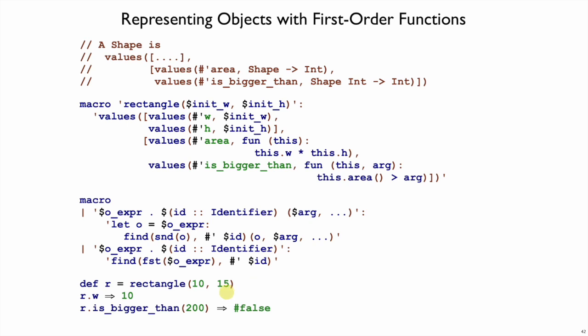And if we put everything together in this way, then we can construct a rectangle and then get its field out or call its method like that.